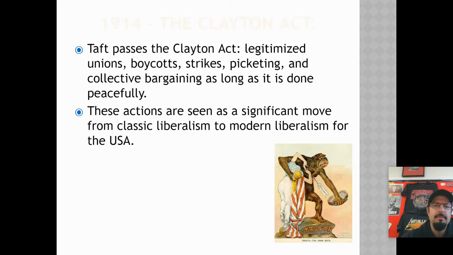Another act that was passed by the president at that time was the Clayton Act, which legitimized unions, boycotts, strikes, picketing, and collective bargaining. Now, if you don't know what those terms mean, you should know what a strike is. You should know what a boycott is. Collective bargaining is when a union will bargain together to try to get one agreement. The thinking is if you bargain together, you have a lot more strength in numbers, so to speak. So that would be an example of a move from classical liberalism to more modern liberal principles, certainly welfare capitalism, and moving towards a welfare state.